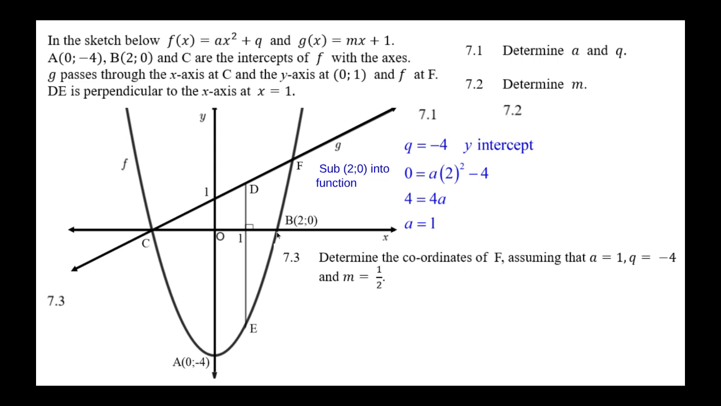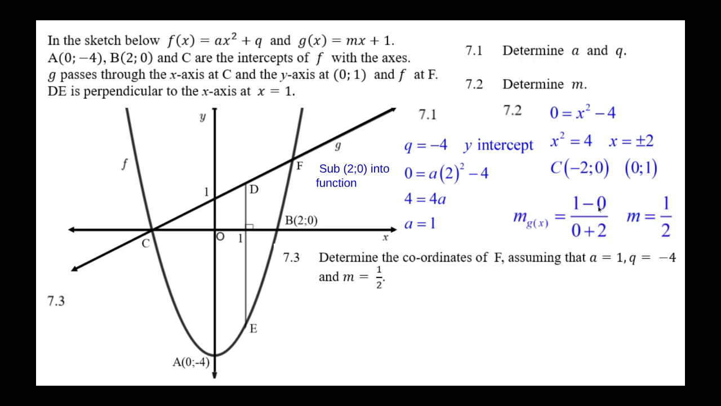Now let's work out the gradient of the line. Well, we know that this is (2, 0) over here. If this is 0, by symmetry, this must be (-2, 0). You can let y equals 0 and then solve it and show that it is definitely (-2, 0), but you don't have to do that. You know that's (-2, 0). You know it goes through (0, 1). You can find the gradient. You just subtract the y coordinates, subtract the x coordinates, and we get a gradient of a half.